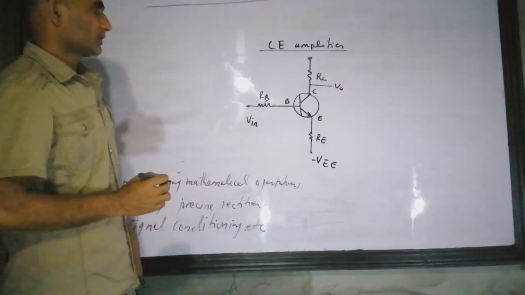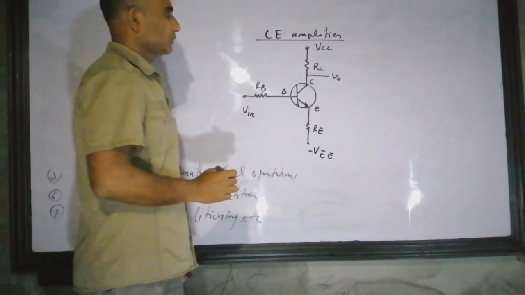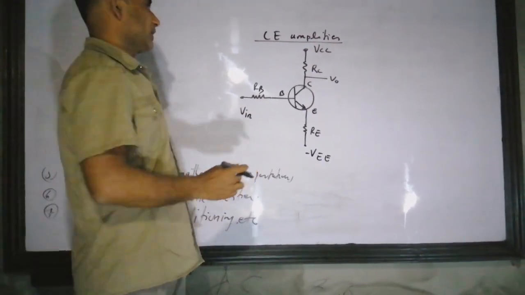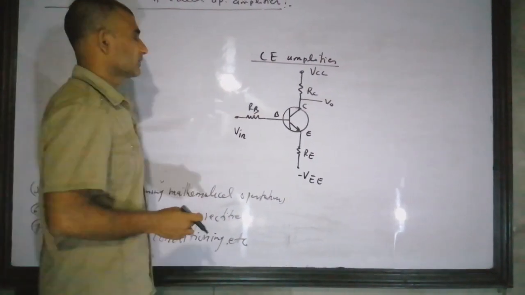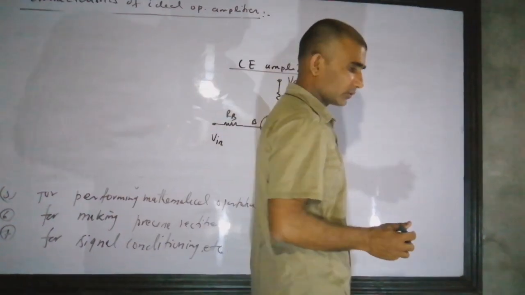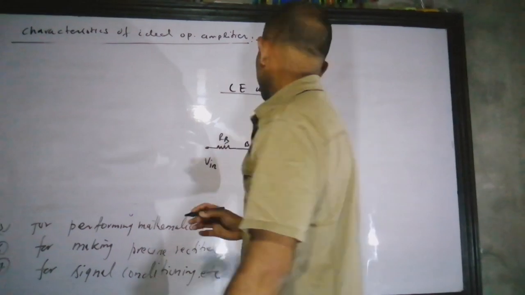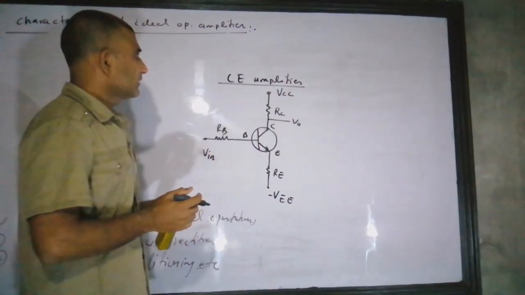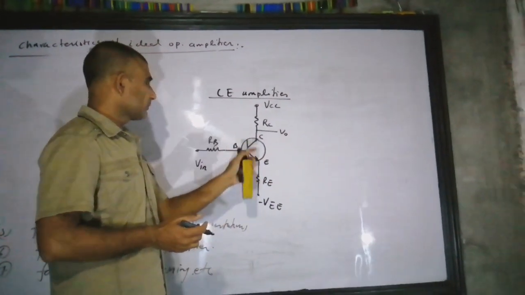How does it work? If it is properly biased, with VCC. Properly biased means we know the biasing of the transistor: the base-emitter region should be forward biased, and the base-collector region should be reverse biased. That's the proper operation, and that's a separate thing. I assume it is properly biased, meaning I choose the values of VCC and VEE so that this transistor is in the proper biasing condition.